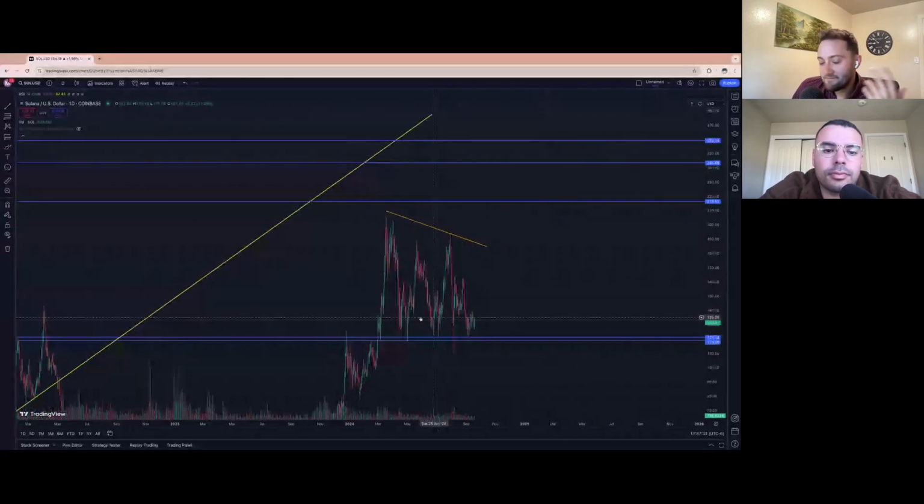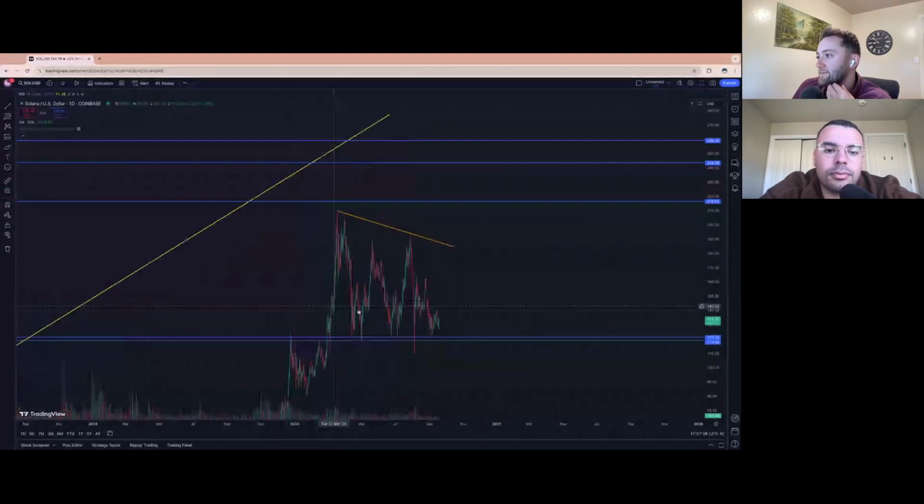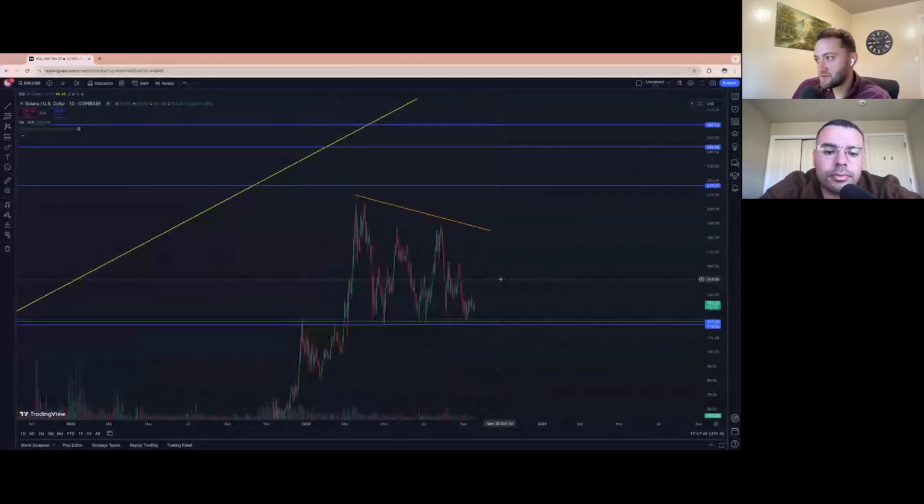Again, it's going to depend on Bitcoin and on the broader market. We just heard there's a 50 basis point cut today. Didn't see a whole ton of movement on the crypto side, but keep a watch on the crypto market as a whole, and that'll give you guidance into where Solana is going to go from here.